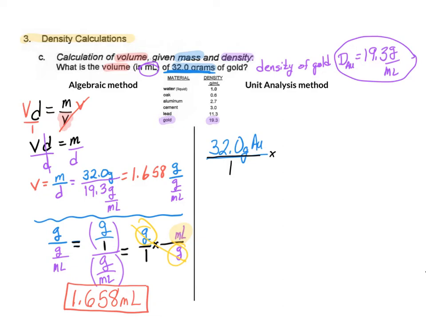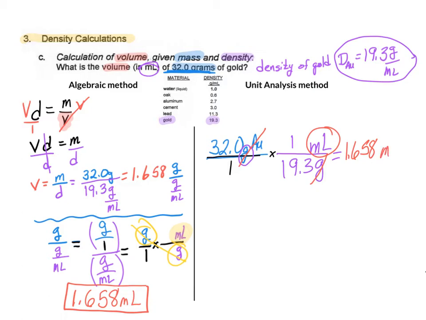Notice that we have grams on the bottom, and that means we're going to change it to milliliters, so grams on the bottom, milliliters on the top. The 19.3 stays with the grams, and we put a 1 with the milliliter as a placeholder 1. And now we do our solving of the equation, and we get the same answer of 1.658. And in this case, it's much easier to see that the unit here is milliliters, as we expected.